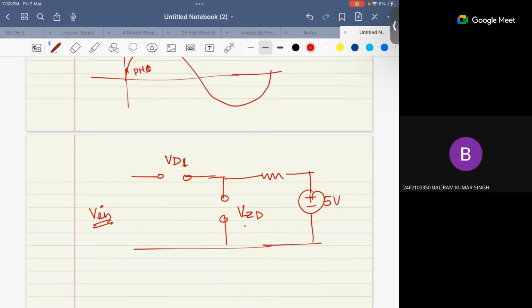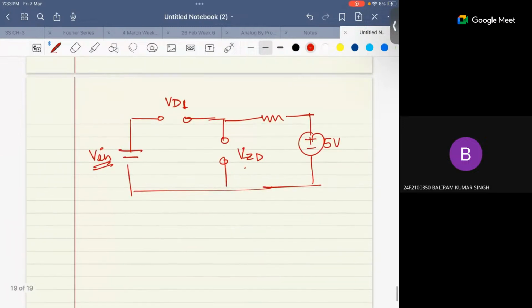So V input, let's for example, this is connected to V input. So if we just write it down, what will be the value of VD1? V in minus 5 volts. Correct? Yes, sir. Okay. So this is VD1.